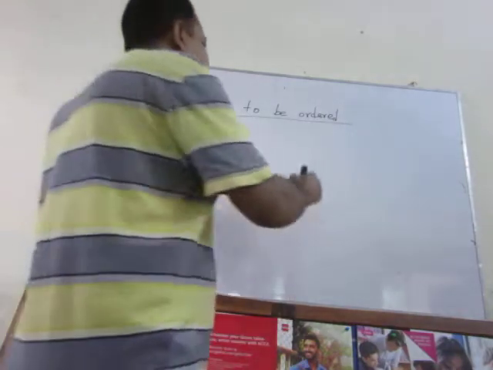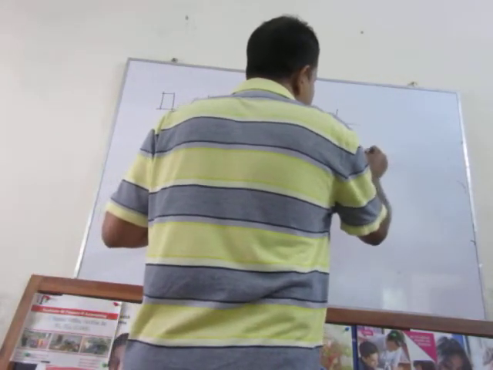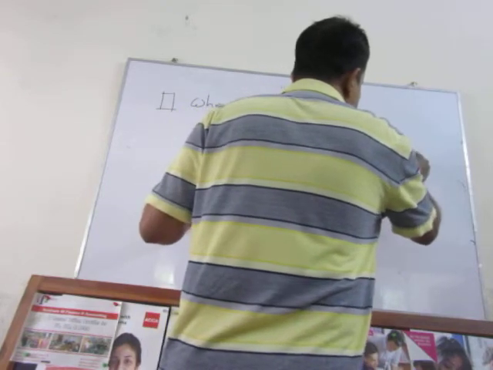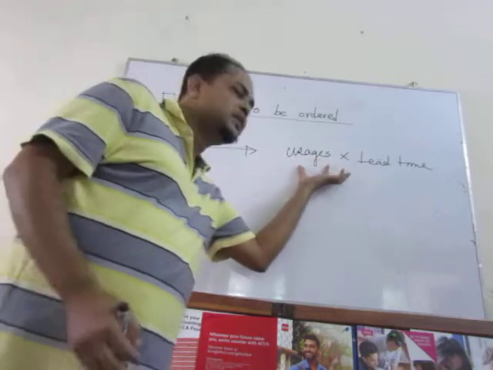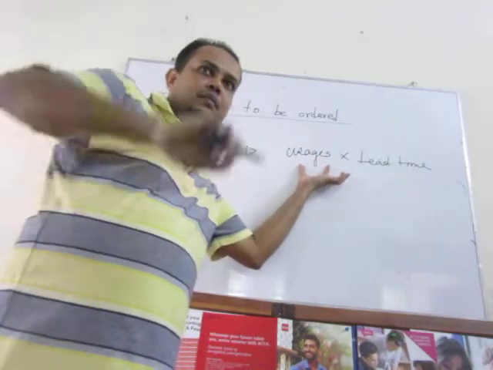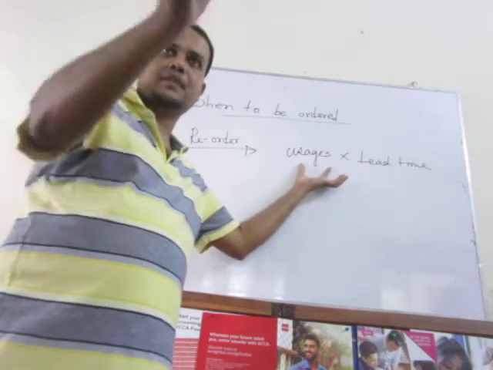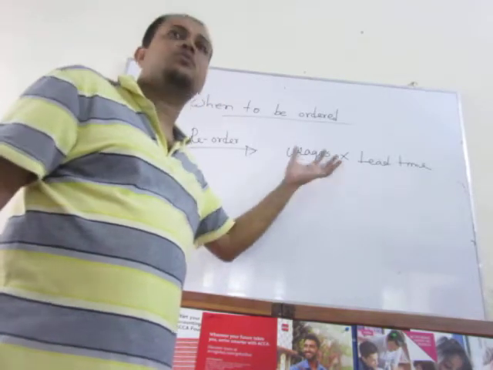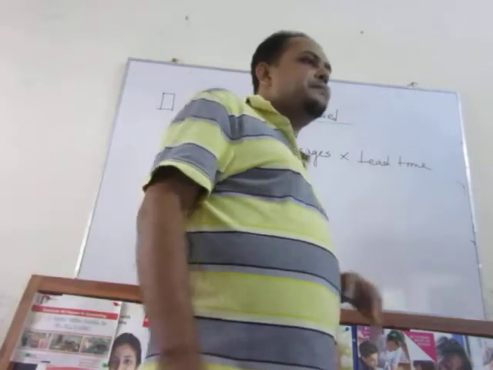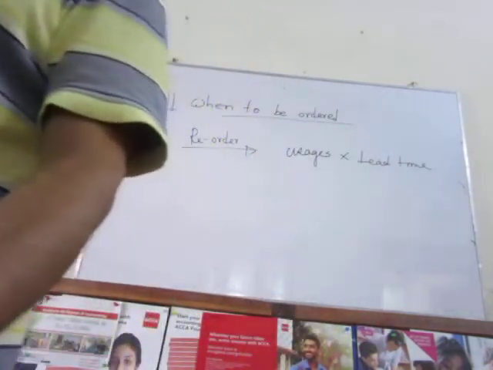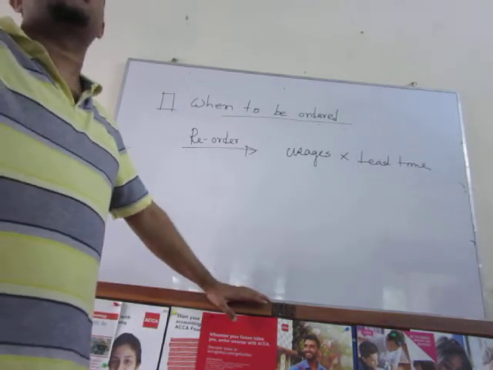Reorder level equals uses into lead time. Uses means processed by the machine each and every day or each and every specific individual time gap. How much it can process, that is uses. Lead time means the time gap between placing an order to the supplier and having that order from the supplier.